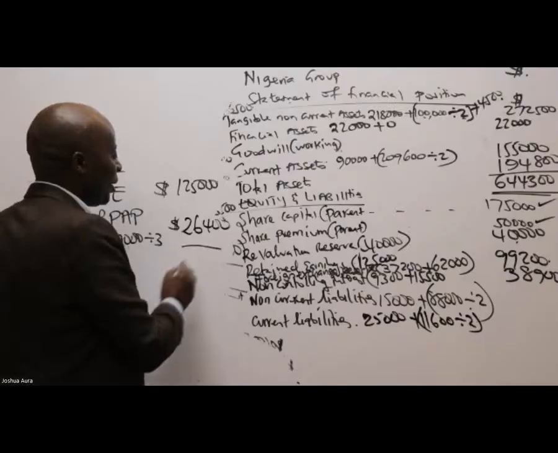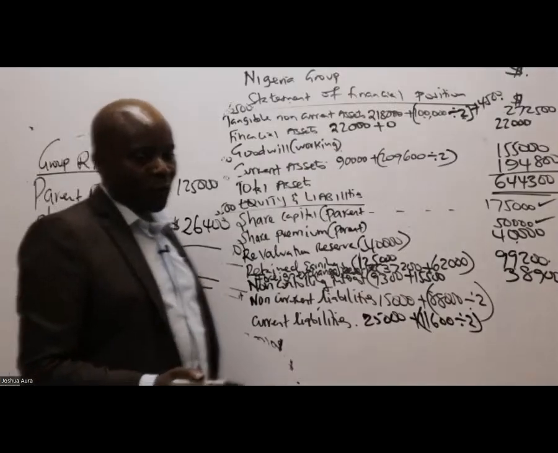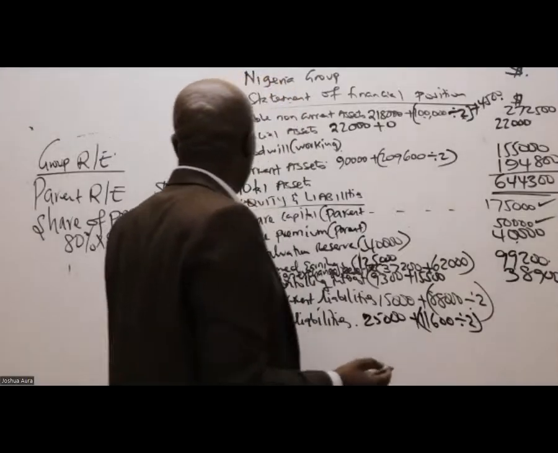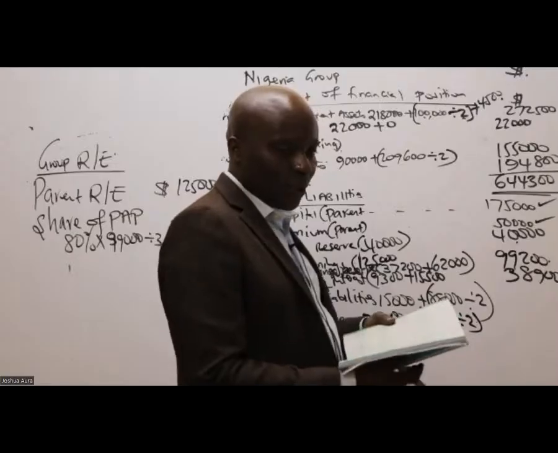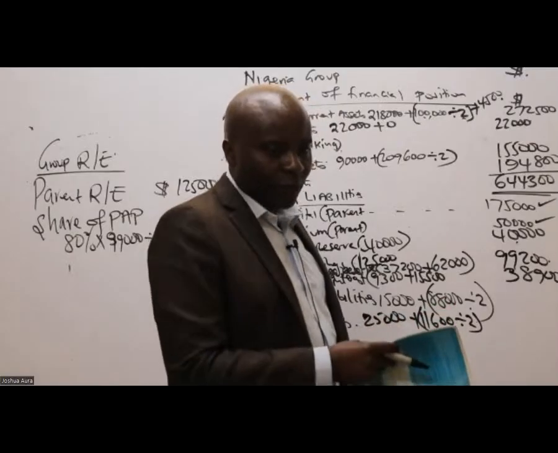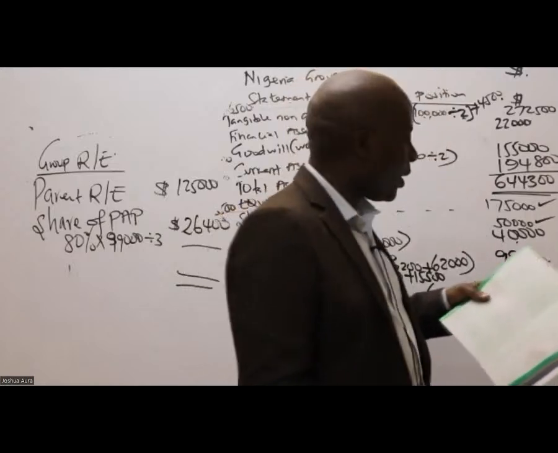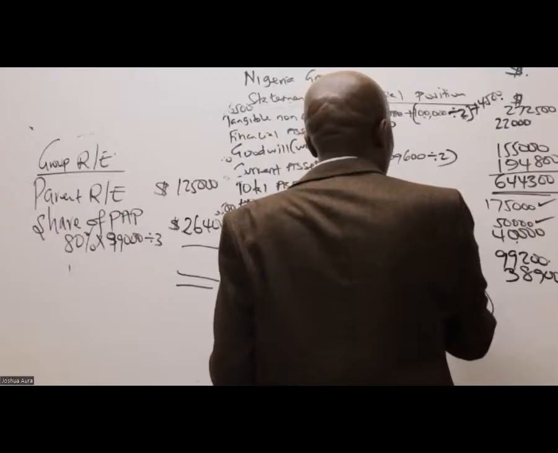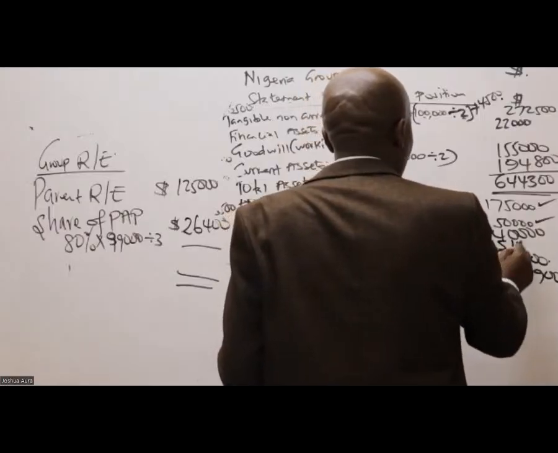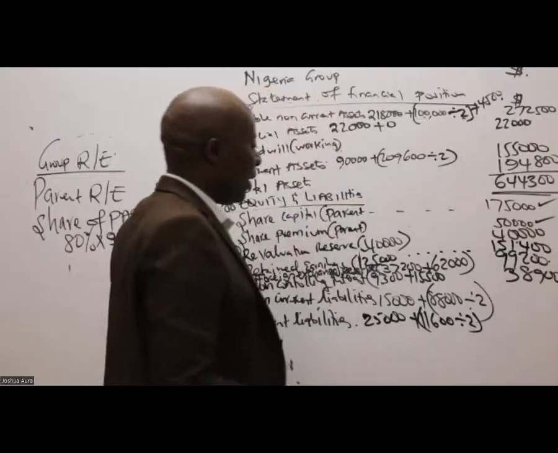So, and that is it. Please add here, give me the group retained earnings. If you add the two, what is the figure that we have for the group retained earnings? It comes to 151,400. So now here we have 151,400. Try to squeeze it somewhere there. Now go to the non-current liabilities.